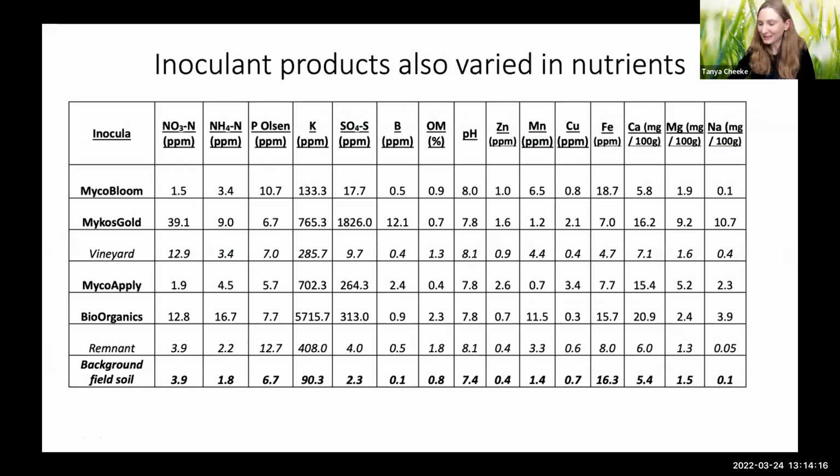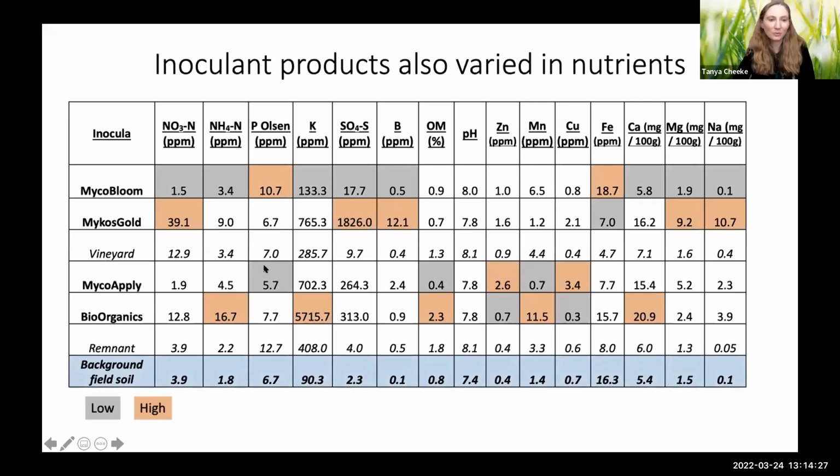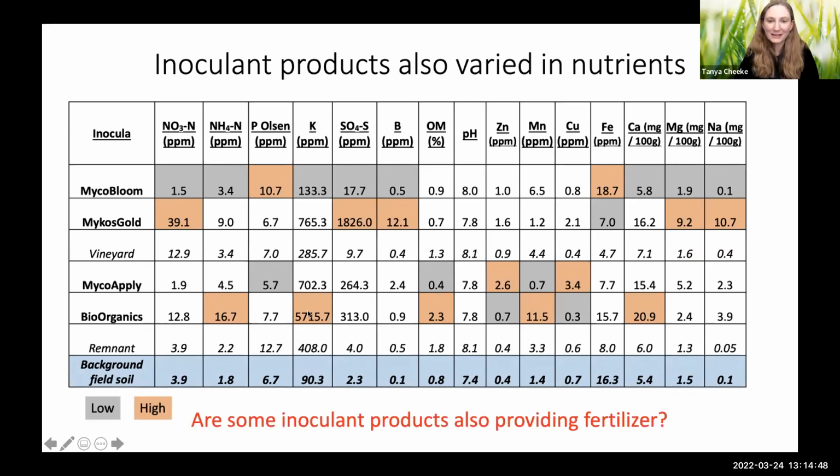We also found that these inoculant products varied in nutrients. We did nutrient analysis of all of these products compared to the local background soil and the remnant soil and the vineyard soil. What I did here was highlight the high levels in orange and the low levels in gray, compared to the background field soil, the local soil that was collected from the WSU campus. Some of these products have high levels of different nutrients. So it's possible that some of these inoculant products may appear to work not because of the mycorrhizal fungi, but because you might be adding a lot of nitrogen, for example. There are all sorts of variations in these different products, and so it's important to test them to see if they work in your particular system before applying them on a large scale.